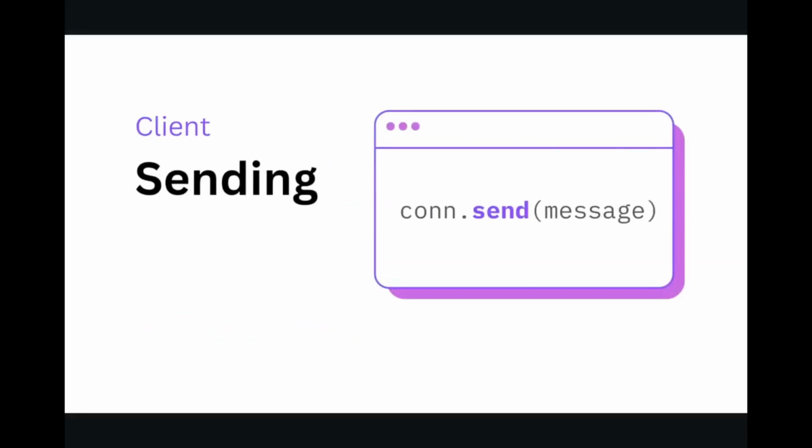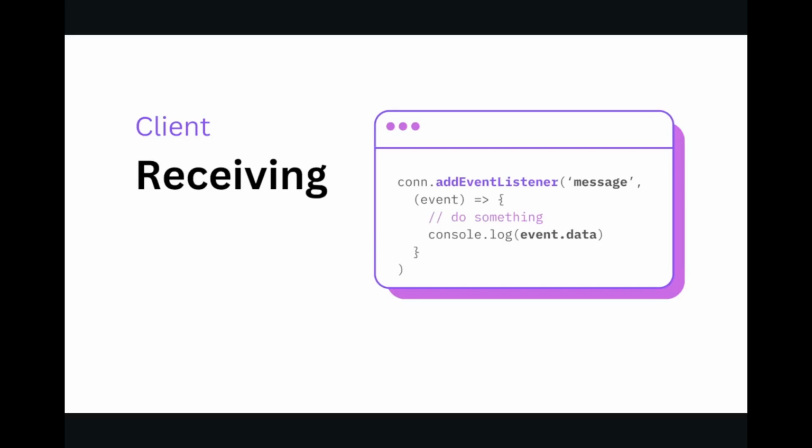Now the API for sending looks like this, very similar to the server version. So just con.send and passing in the message string. And the flip side of this, receiving, is different than the server. So you would basically add an event listener to the connection. You would handle the message event. And then when the event comes in here, you pull out the event data. And typically, if it's JSON, you would parse this into JSON, but basically, do something with this data.